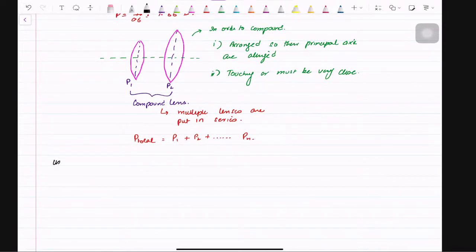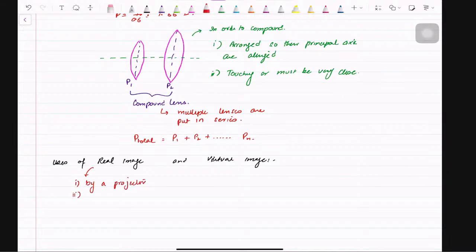Now, write uses of real image and virtual image. Real images are images formed by a projector because it forms on the screen, and onto the retina. Retina is the place in your eye which detects images.